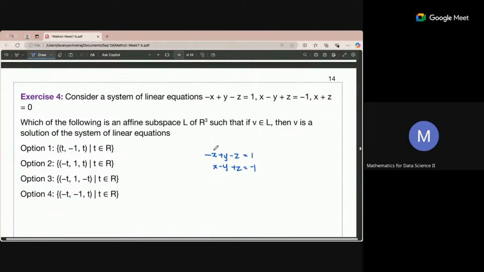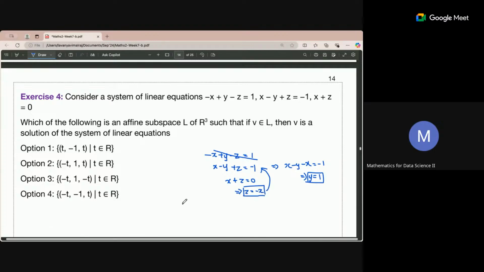So we can just leave the first equation and consider this one alone. Then you have x plus z is equal to 0, which means z is equal to minus x. If I'm substituting it here, what will you get? y minus x is equal to minus 1, so y is equal to 1. So you got y is equal to 1 and z is equal to minus x.